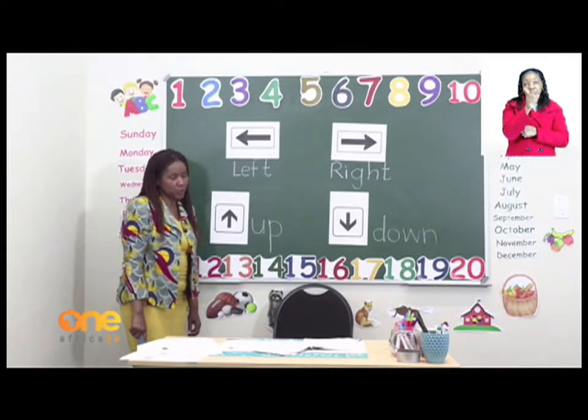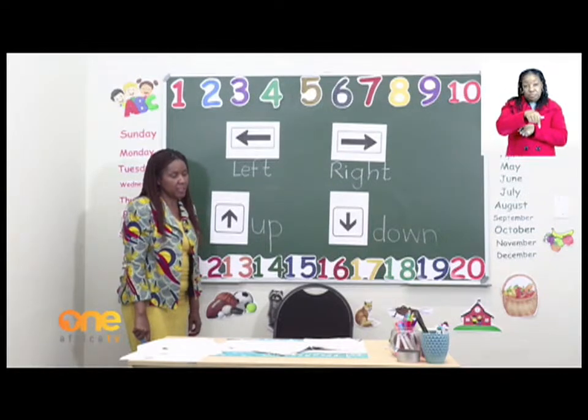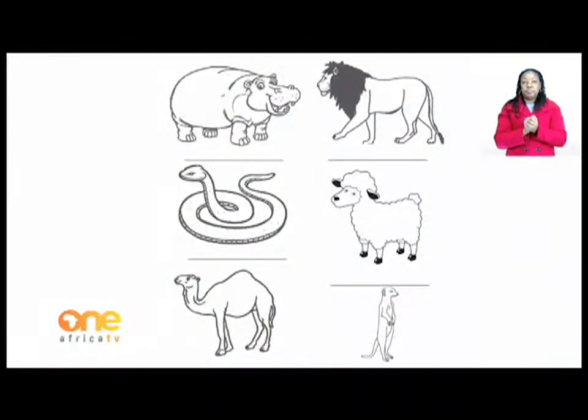Now let's get back to our booklet on page 20. Now we need to draw the arrows to show which way the animals are facing. The first animal is a hippo. Now I would like you to complete the little line at the bottom by putting in the arrow showing which way the hippo is facing.